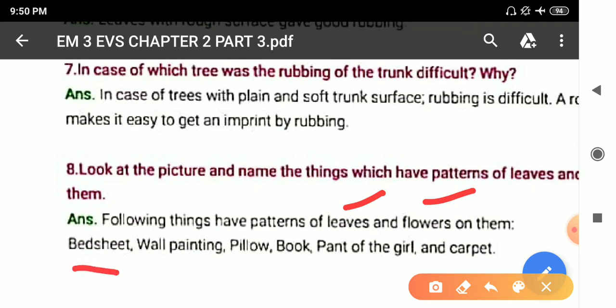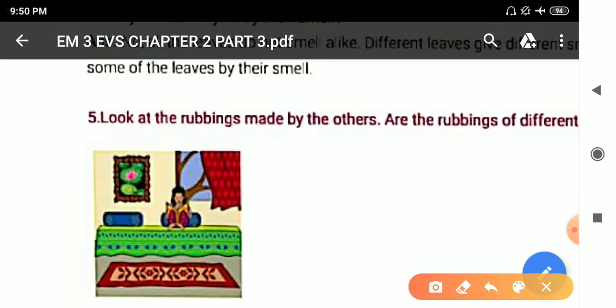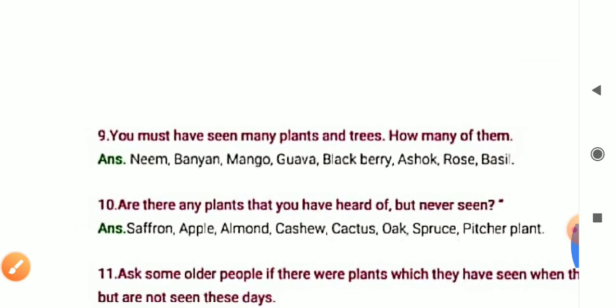On the bed sheet, yes, wall painting, pillow, book, pant of the girl, and carpet. Let's see the picture again. So yes, on the painting we can see it, on the pillow, on the pant, on the bed sheet, on the carpet, on the curtain. Yes, we can see the rubbings of flowers and leaves on all these things. Now we'll move forward to ninth one.